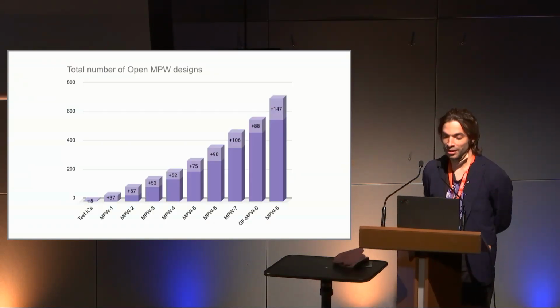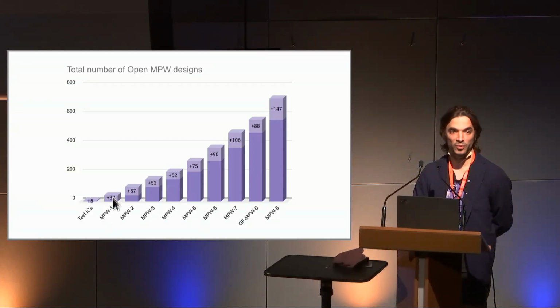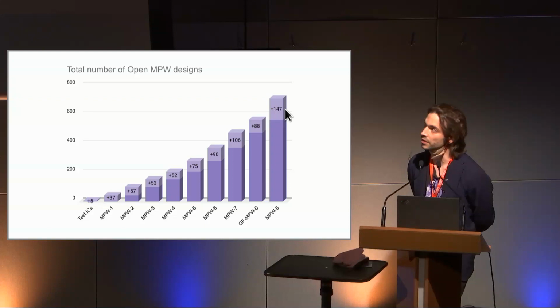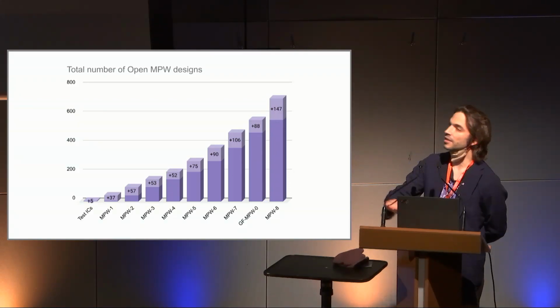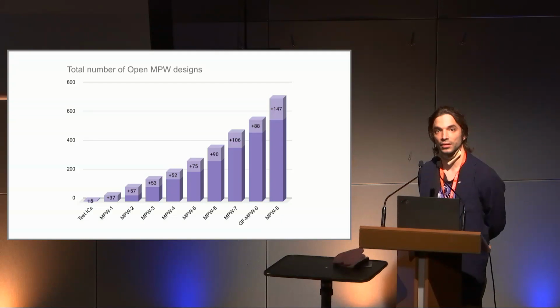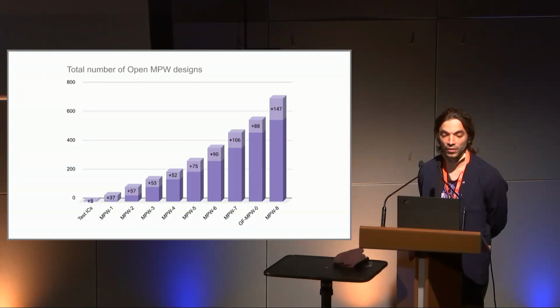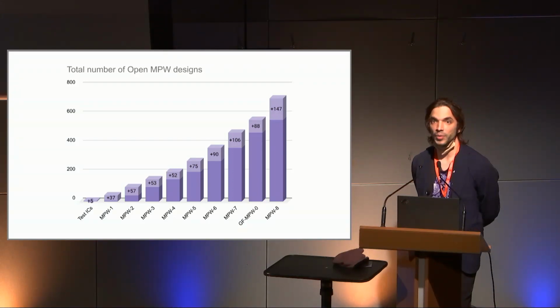And so we've run nine of those shuttles, and you can see at the very beginning the engagement was quite low, but we got as many as 140 submissions to a single run as of last year. And I guess the most important thing is the cumulative aspect of it. If you sum up all the projects that got submitted to this program over time, that's more like 750 pieces of open source silicon that have been produced as part of that. So that's a big side effect.